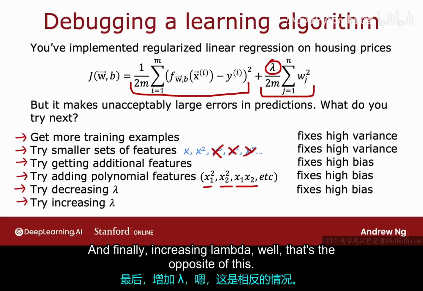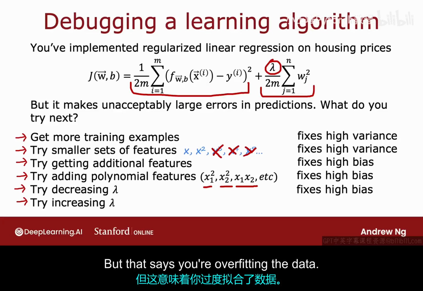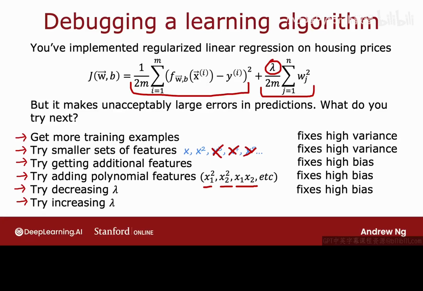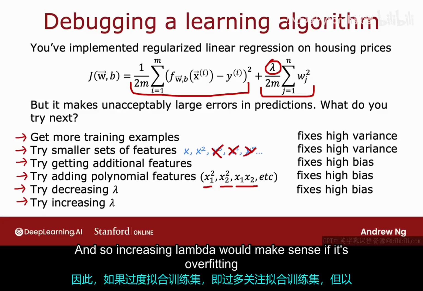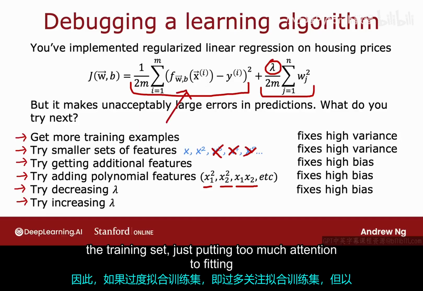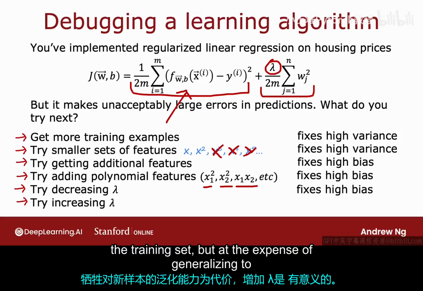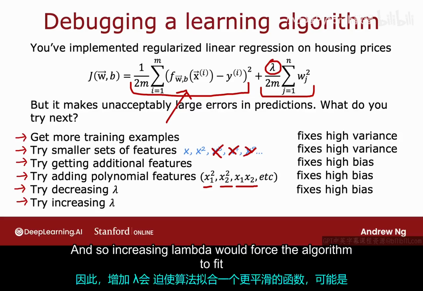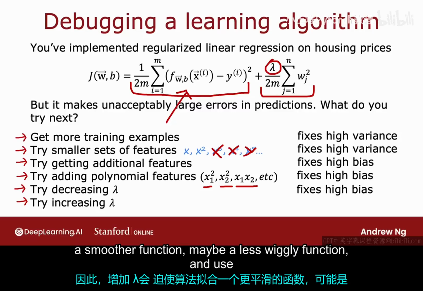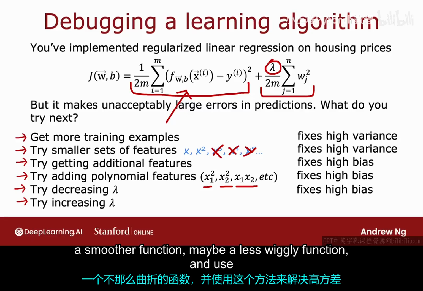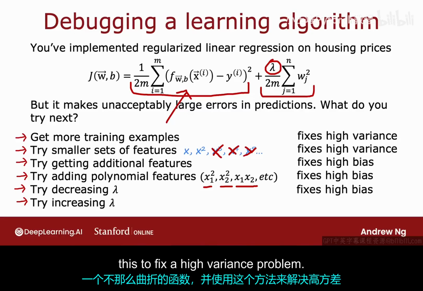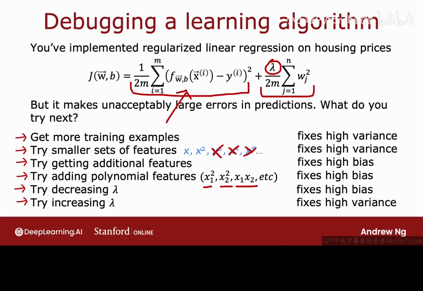And finally, increasing lambda, well, that's the opposite of this, but that says you're overfitting the data. And so increasing lambda would make sense if it's overfitting the training set, just putting too much attention to fitting the training set, but at the expense of generalizing to new examples. And so increasing lambda would force the algorithm to fit a smoother function, maybe a less wiggly function, and use this to fix a high variance problem.